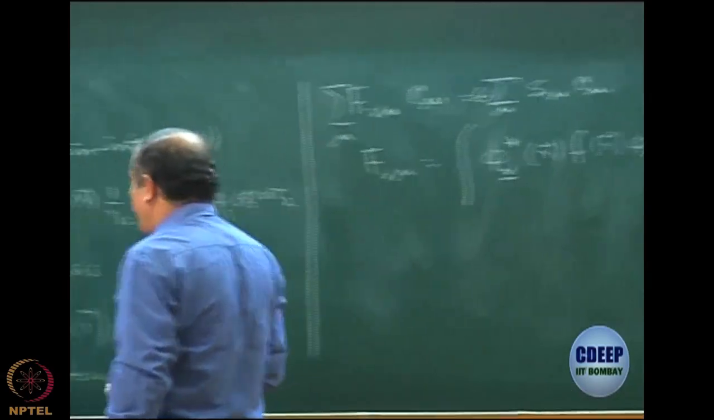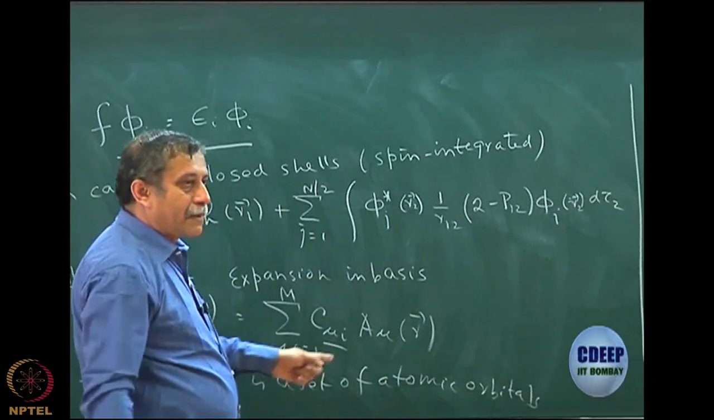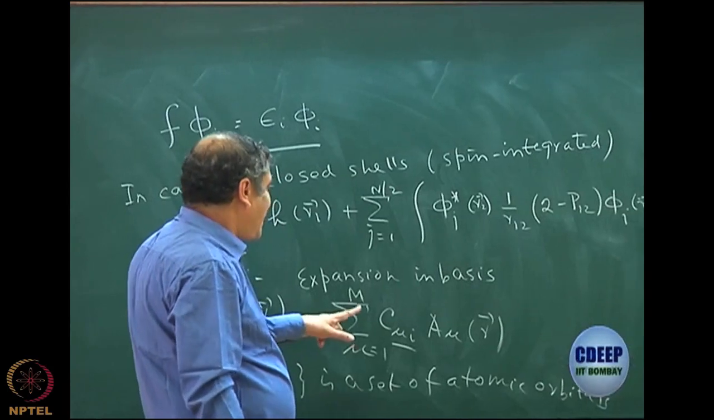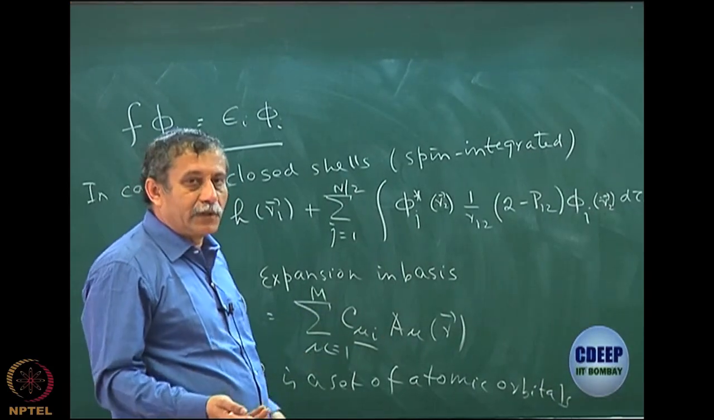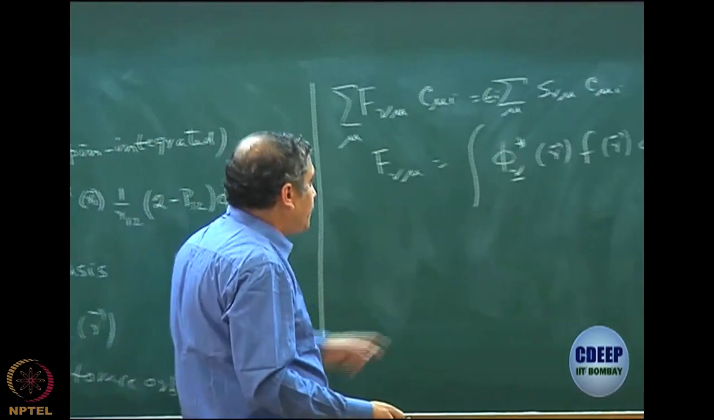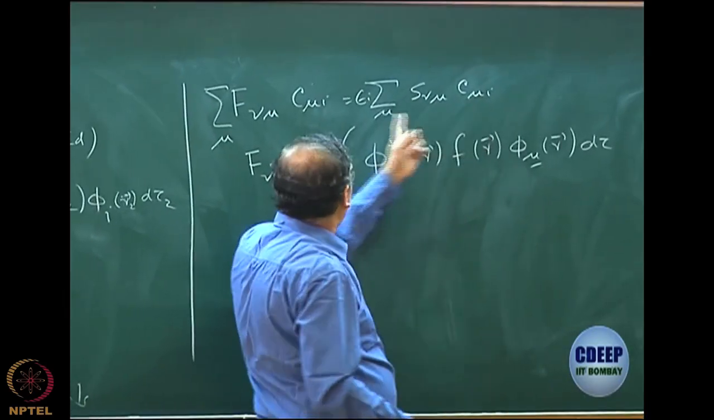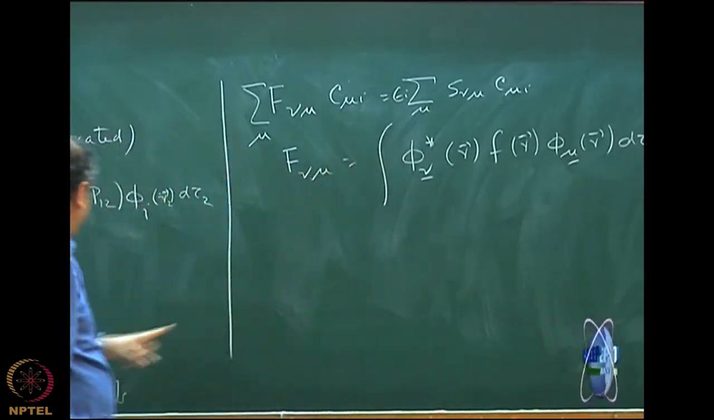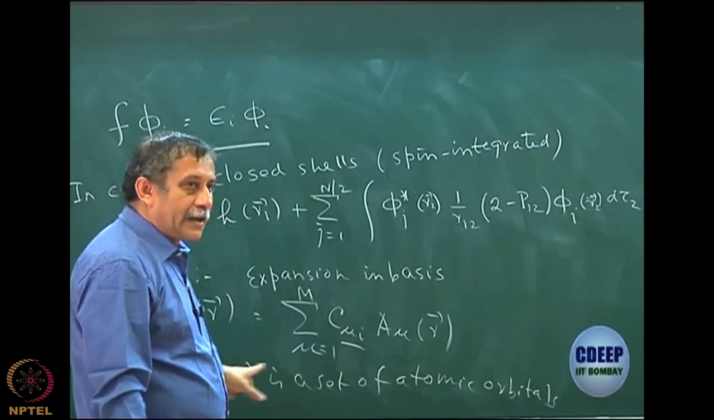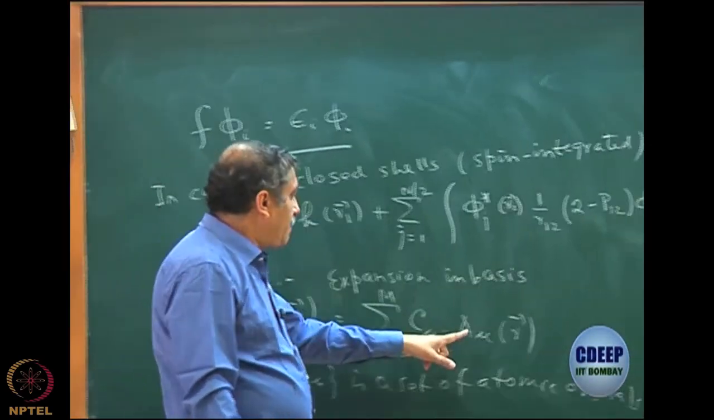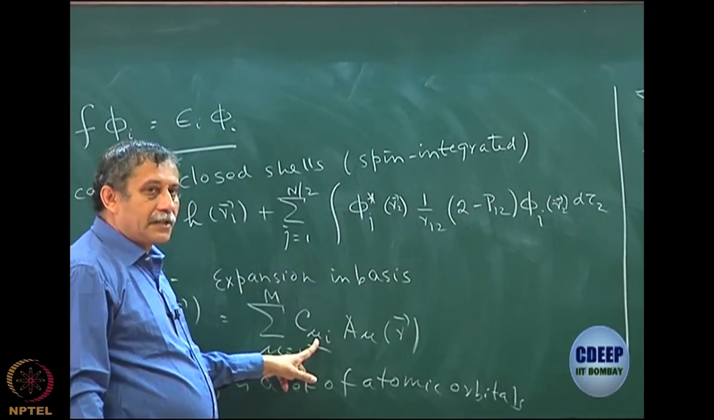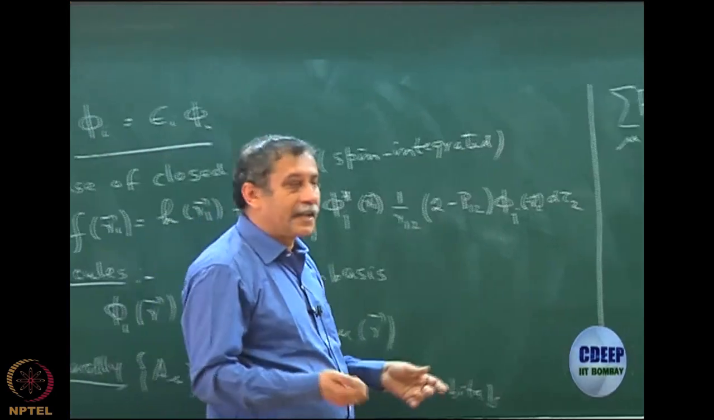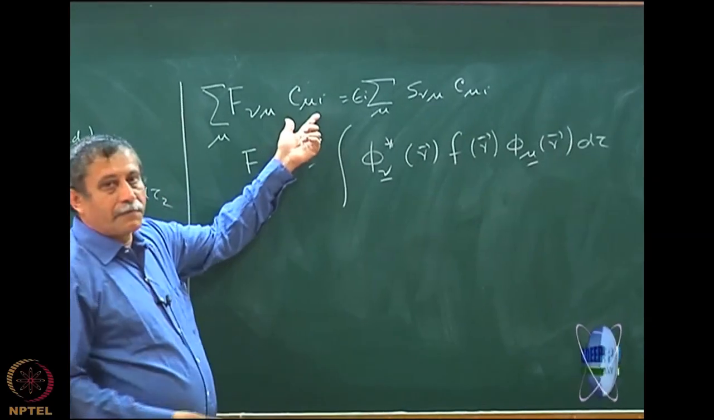The C mu I's are very clear. They are the coefficients of expansion of the ith, what I now call molecular orbital, in terms of the mu-th atomic orbital. So, in a very simple chemistry notation, C mu I is the contribution of the mu-th atomic orbital in the ith molecular orbital. So, that is what this coefficient means, right? This is the expansion of A mu in phi I. So, this is basically famously called your LCAO MO coefficients.